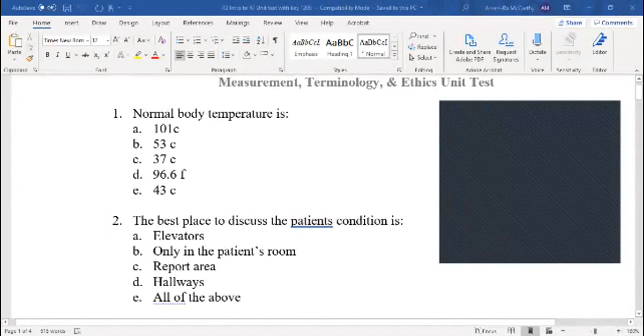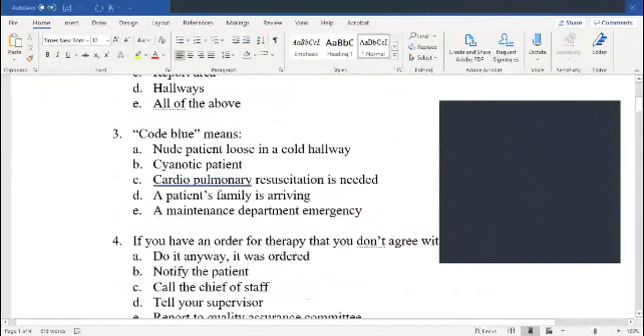Number 1 is C. Number 2, the best place to discuss a patient's condition, Kiara, is where? I thought Kiara was with us. All right, Charisma. Number 2, the best place to discuss patient condition is where? Only in the report area. In the report area. C, report area. Good. All right, let's look at 3 and 4.